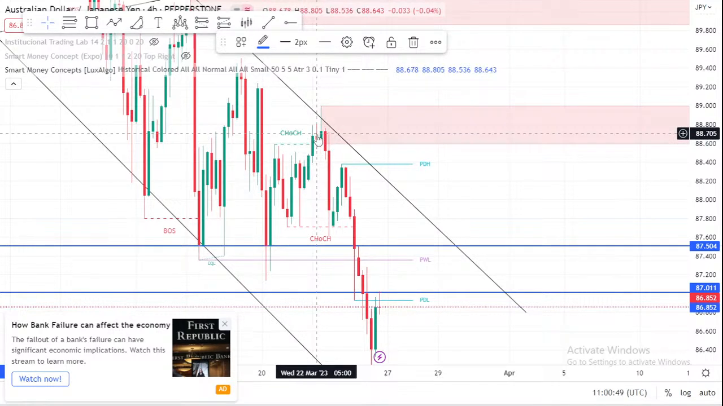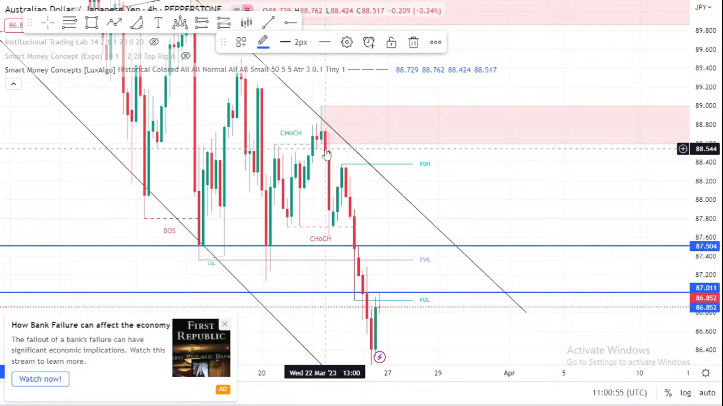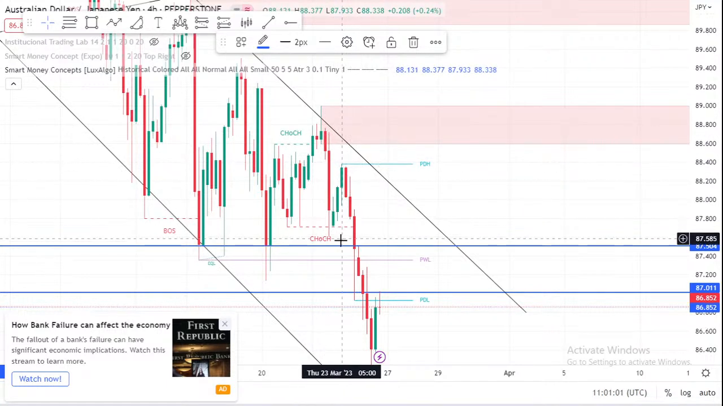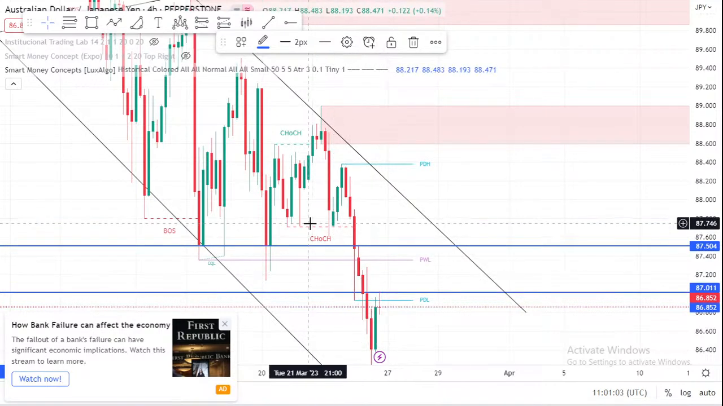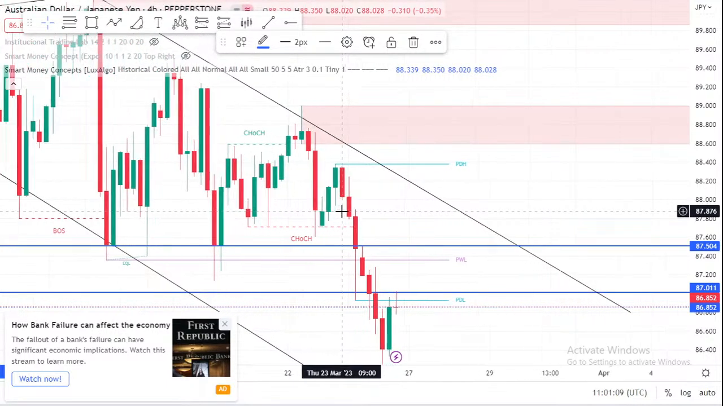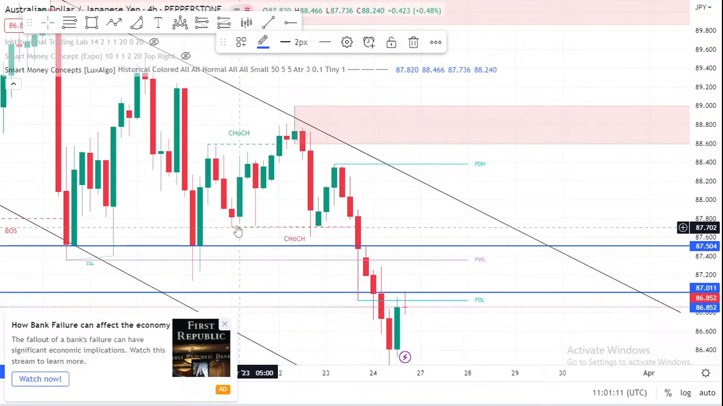So it came down, and instead of creating a break of structure or something like that, we noticed that it came down and literally decided to move down on a downward trend. So we had this change of character over here. You see, this kind of gives the best example. Change of character over here.